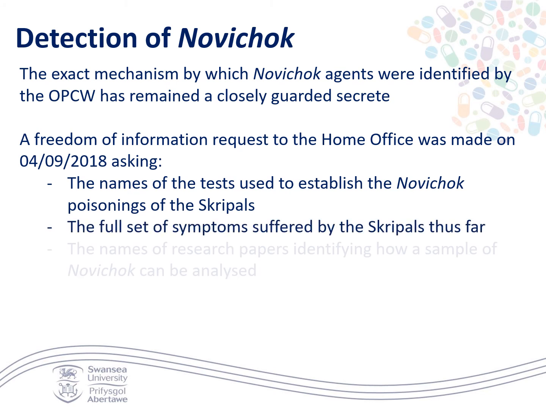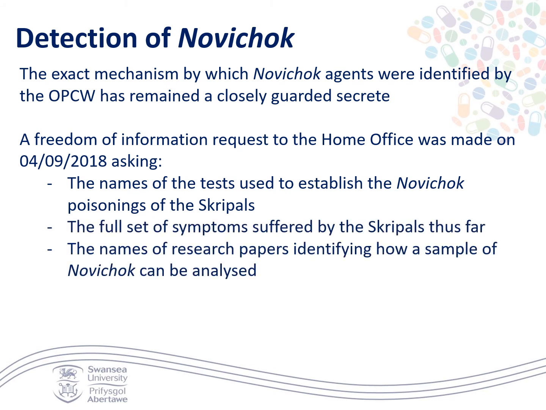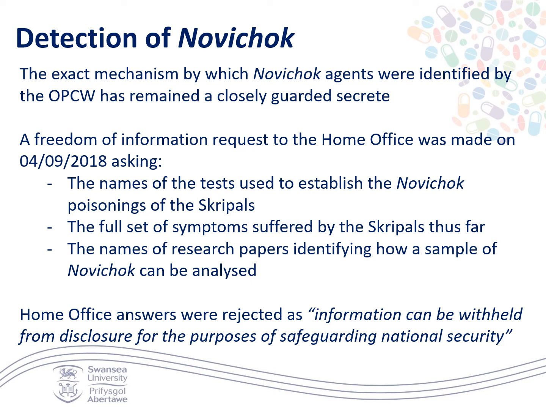Now, a Freedom of Information request was made to the Home Office, asking a number of questions. Namely, the name of the test used to establish the Novichok poisoning of the Skripals, the set of symptoms suffered by the Skripals, and the name of research papers identifying how a sample of Novichok can be analysed. Interestingly, the Home Office has rejected this request, as information can be withheld from disclosure for the purposes of safeguarding national security. And this makes sense.